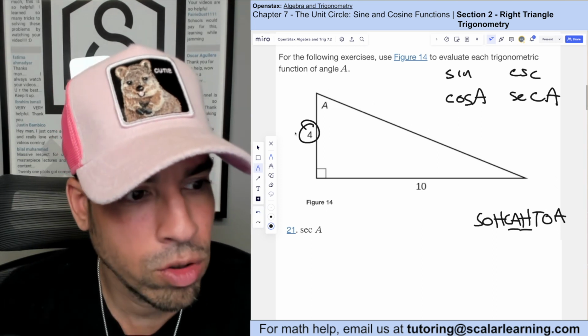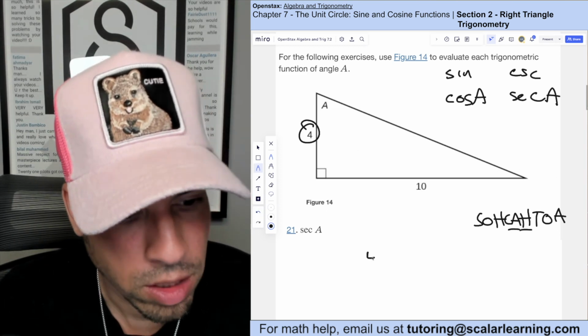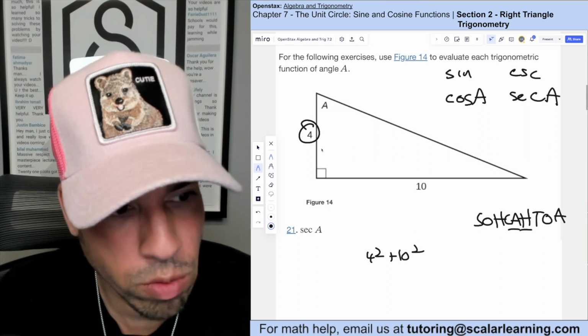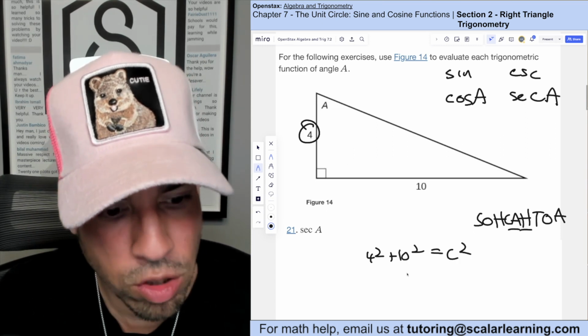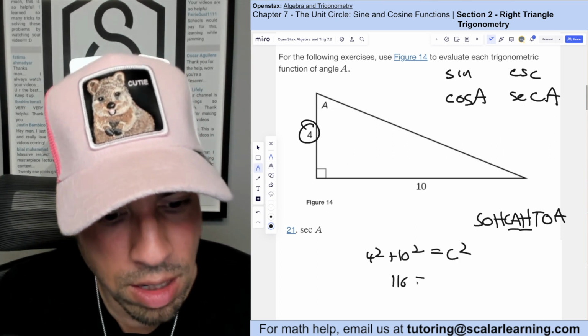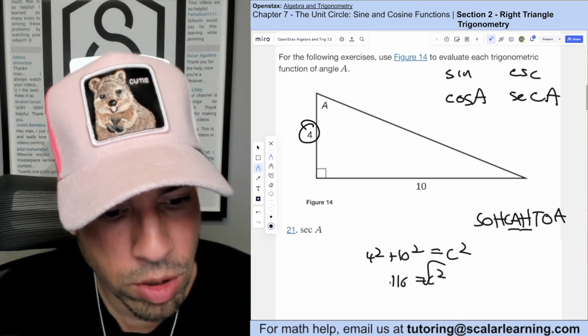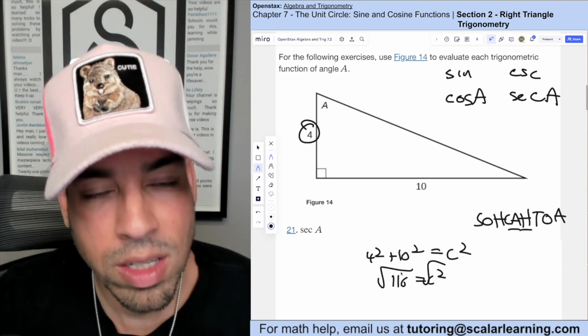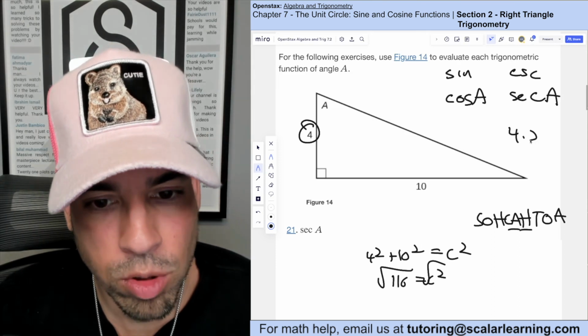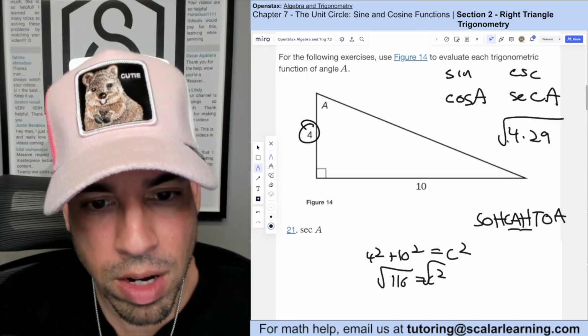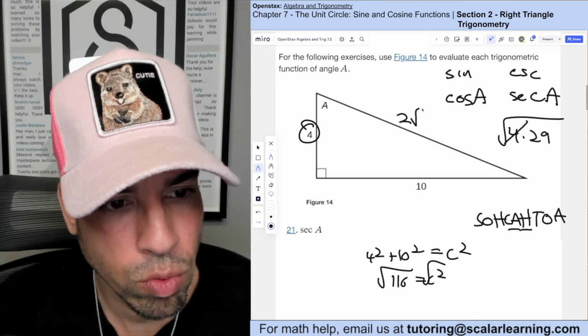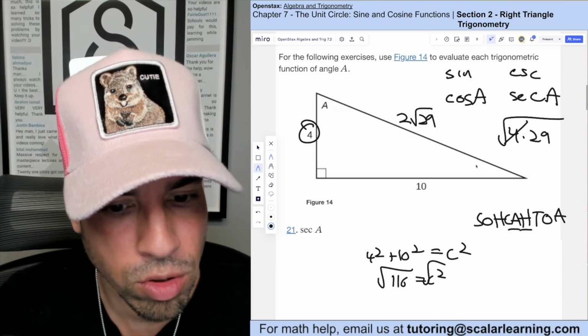So what is the hypotenuse? Using Pythagorean's theorem, it's 4 squared plus 10 squared, right? A squared plus B squared equals C squared. That's 116 equals C squared. And then we take the square root. 116 is really 4 times 29. So as you simplify, you take the square root of 4 and you get 2 rad 29. So there's your hypotenuse.